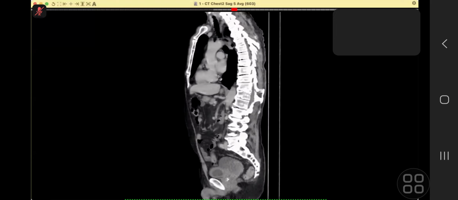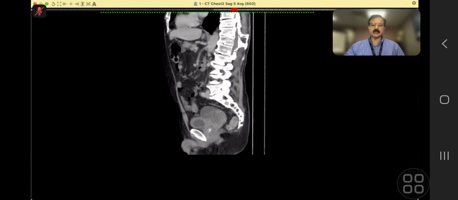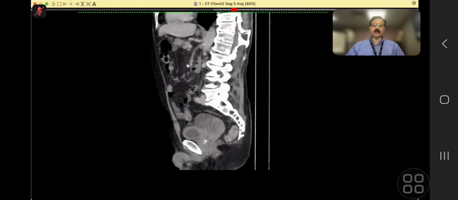So the sagittal is with you. Let me place it better for you, and maybe slightly. Now over to you, please.